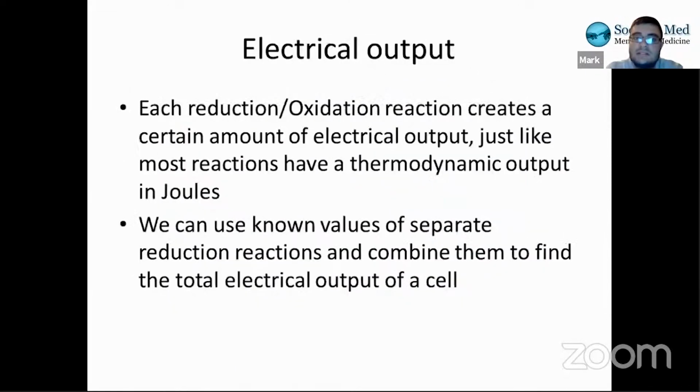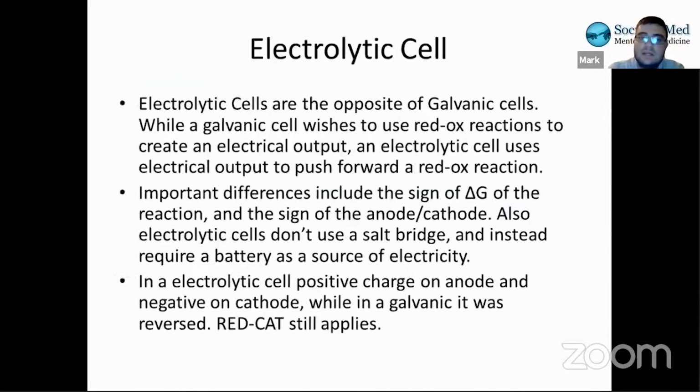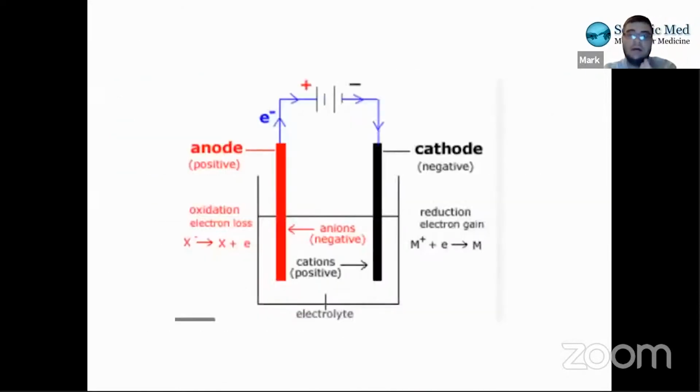Whereas in an electrolytic cell, you already have a battery, you already have a source of electricity, but you want to make a reaction that doesn't normally happen. That's more for chemistry or biology. You would use an electrolytic cell for that, whereas if you're going for practicality in real life, like a battery, you would use a galvanic cell.